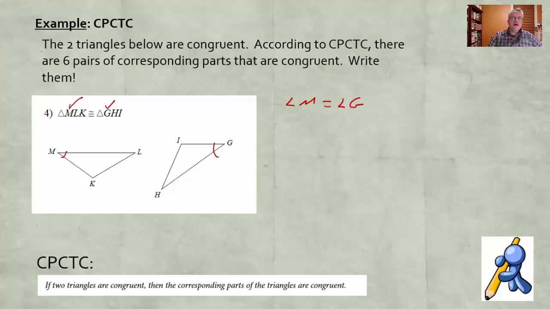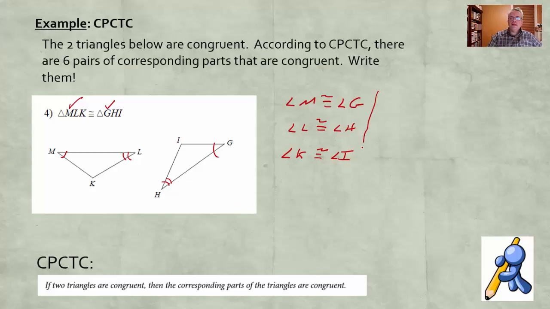All right. Then angle L goes with angle H. So this angle apparently goes with this angle. So angle L is congruent to angle H. Should put a congruent symbol there. Okay, then lastly, angle K and angle I, the third angles match. So angle K is congruent to angle I. All right, those are the three angles.